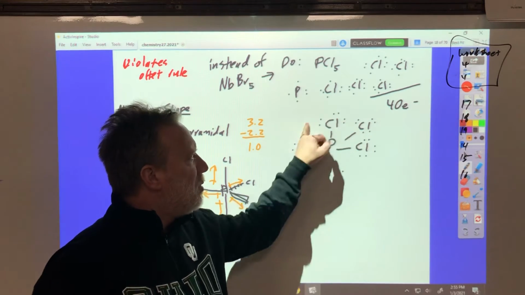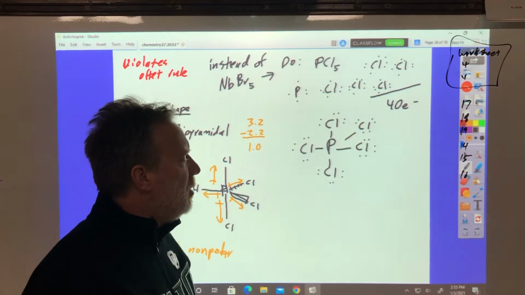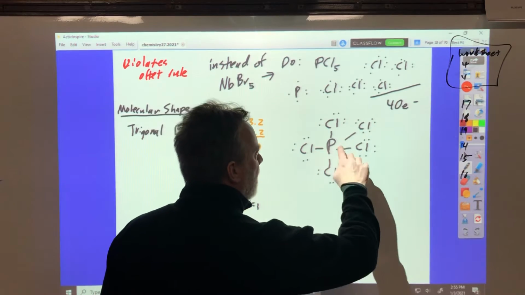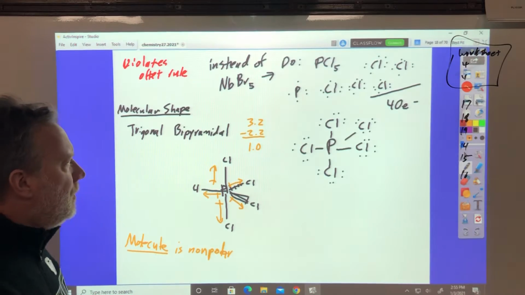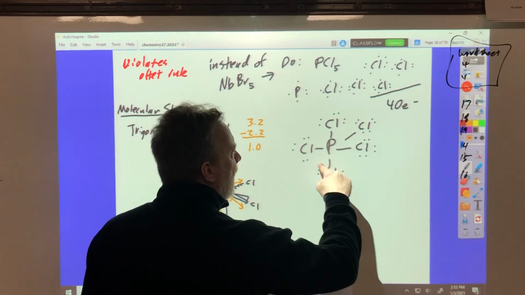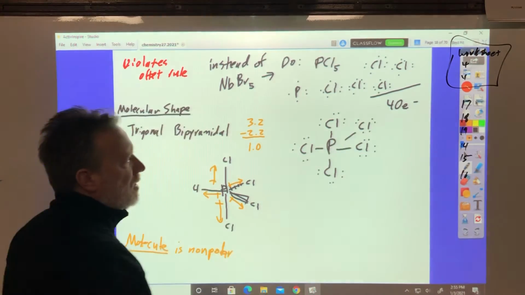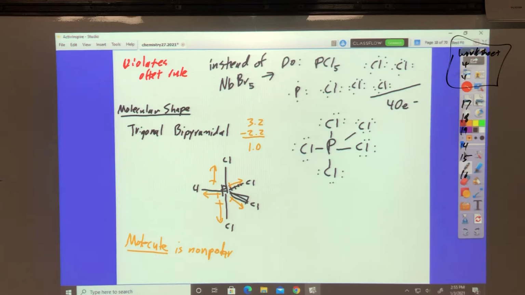If we did phosphorus pentachloride and you drew the Lewis structure for it, we'd end up with 40 electrons and we would have more than an octet. You'd have 5 and then 1 outside of that. Well, how do you do that one? Well, that's what this is for.